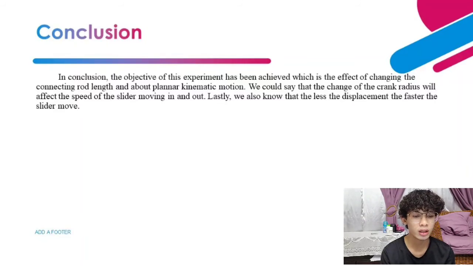Conclusion: In conclusion, the objective of this experiment has been achieved, which is the effect of changing the connecting rod length and about planar kinematic motion. We could say that the change of the crank radius will affect the speed of the slider moving in and out. Lastly, we also know that the less the displacement, the faster the slider will move.